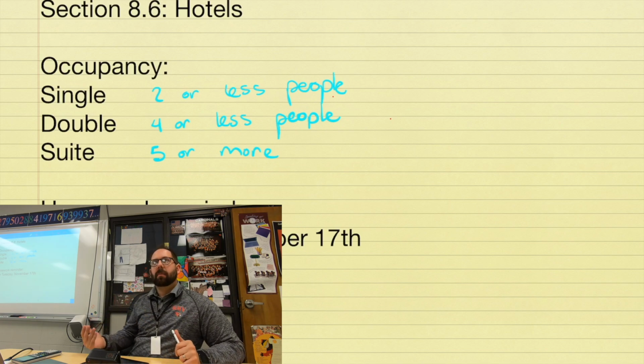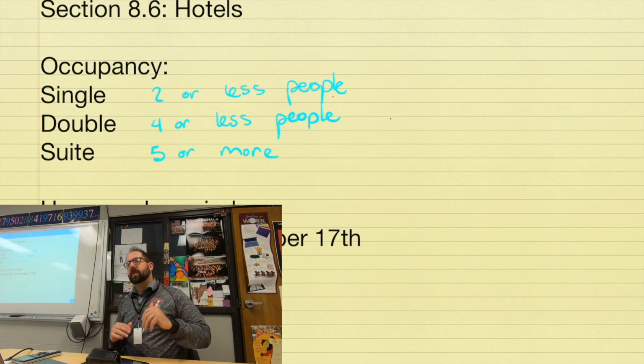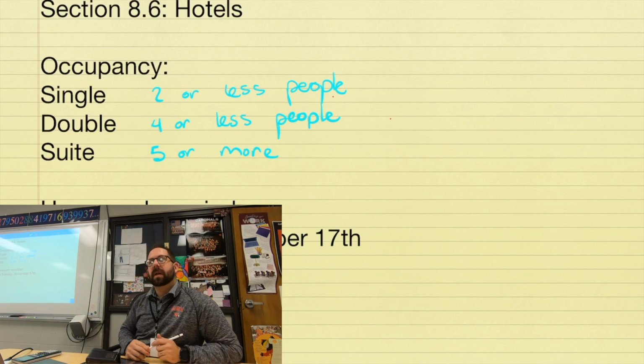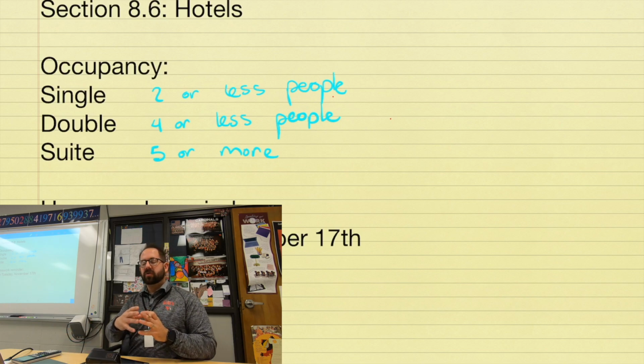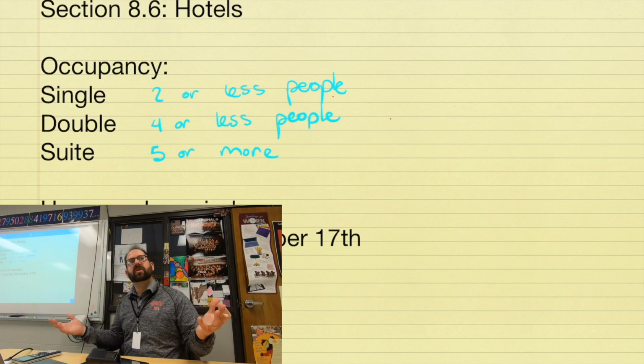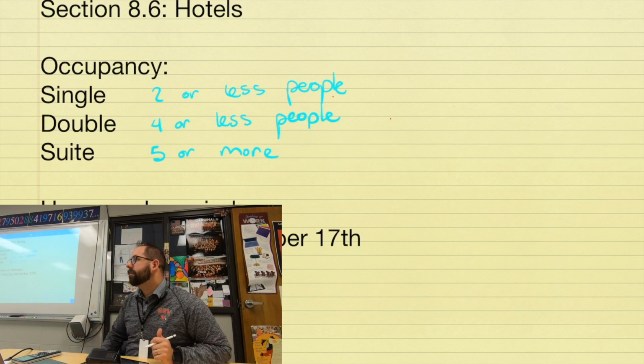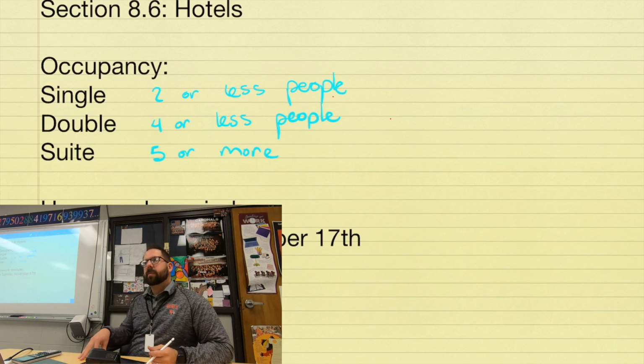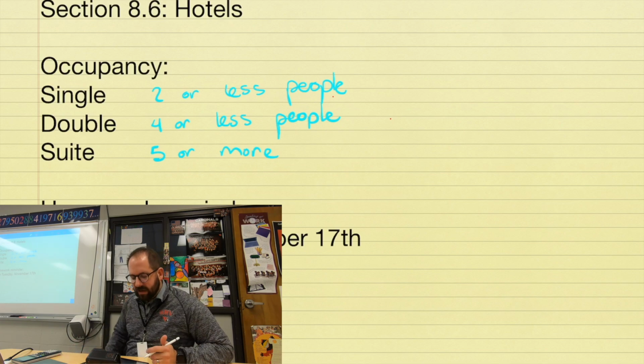It does save you a lot of money. They're expensive, don't get me wrong, especially in a major city, but overall it would save you money because you'd be dividing those hotel rooms up amongst the 5 or 6 people. So a double is 4 or less, and a suite is 5 or more people. But again, with double occupancy, they don't have to offer you 2 beds. It could be a bed and a couch. So be careful of what you're getting when you get a double occupancy room.